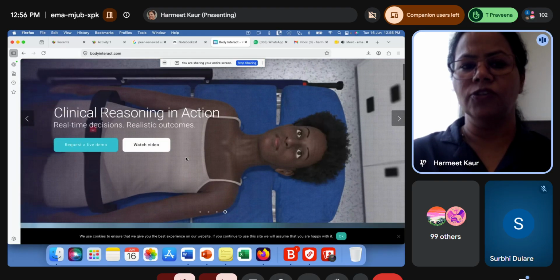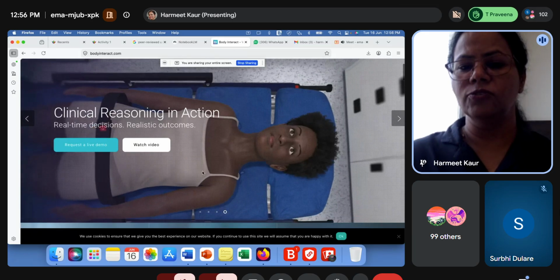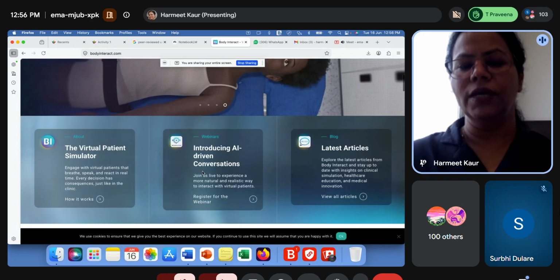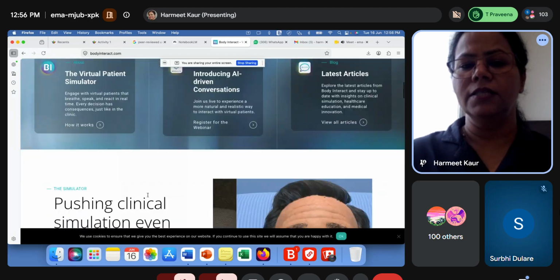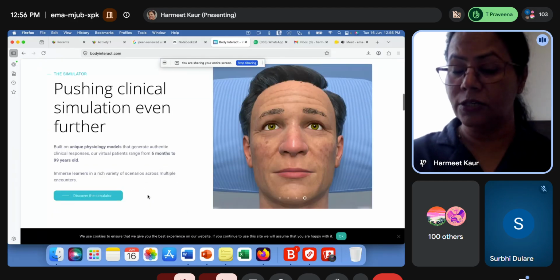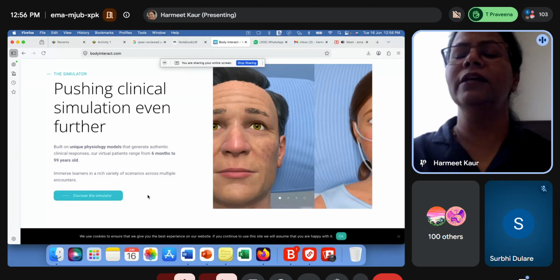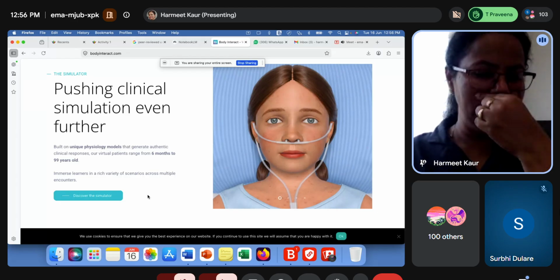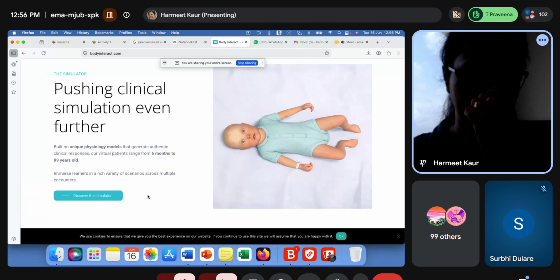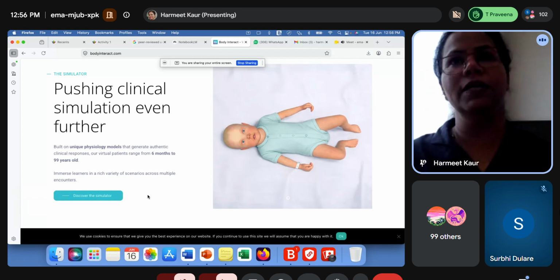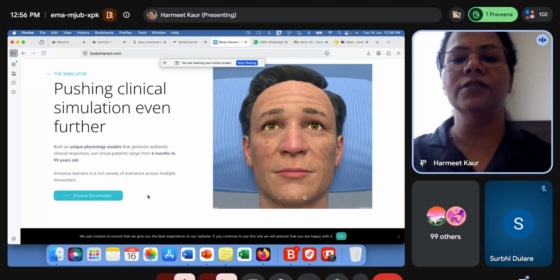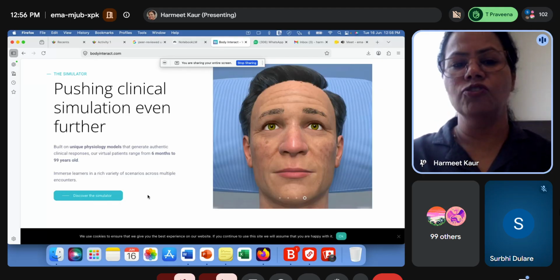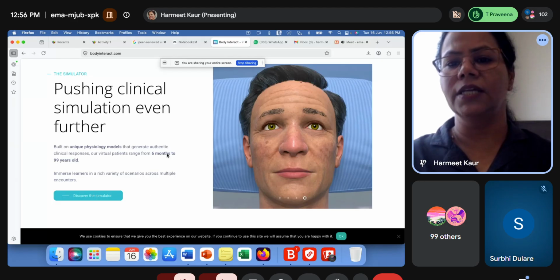So clinical reasoning in action, real time decisions, realistic outcomes, that is known as virtual simulation. The virtual patient simulator is there, and you can utilize this in your institution. Your institution can buy the subscription, and then under that you can help the students to do that. It includes obstetrics, medical, surgical, child health, every kind of scenario, even geriatric scenarios. So you have virtual patients which range from 6 months to 99 years old.